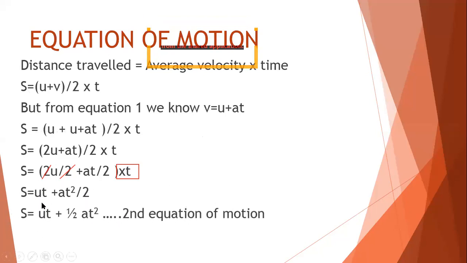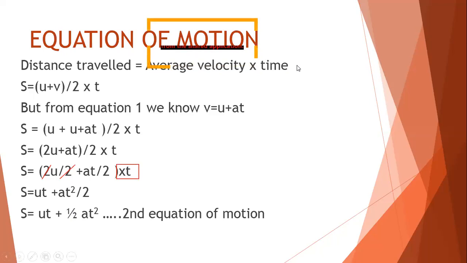Look at it. S is equal to UT plus. Now this is divided by 2, so I have taken it out. This is the constant. Understand? Whenever we write an equation, we write the constant out first. So I have written 1 by 2 AT square. So what equation do we get? S is equal to UT plus half AT square. Clear class?